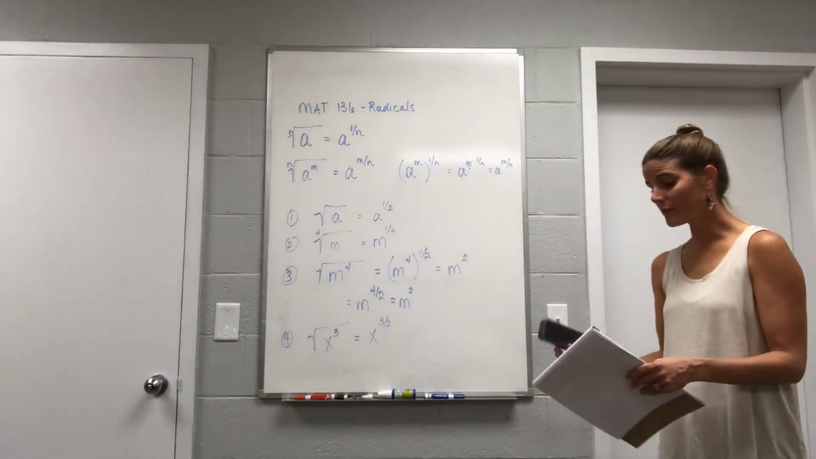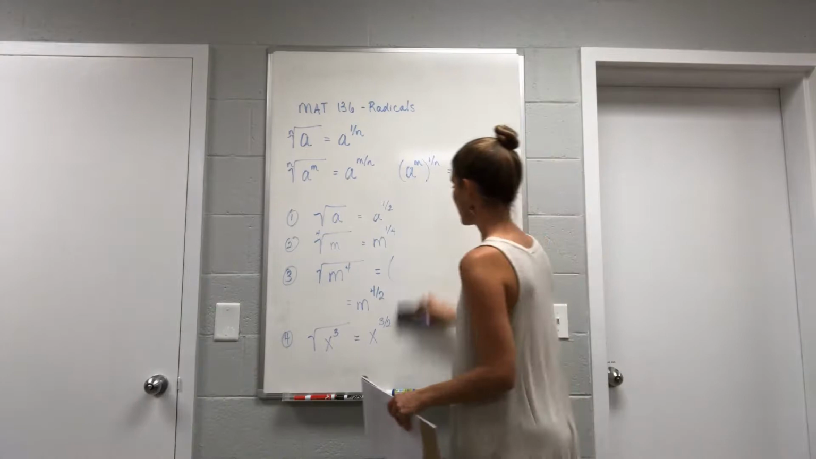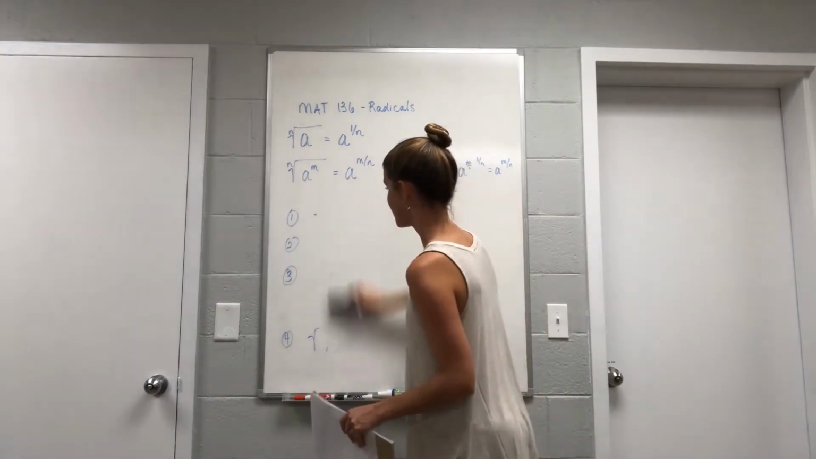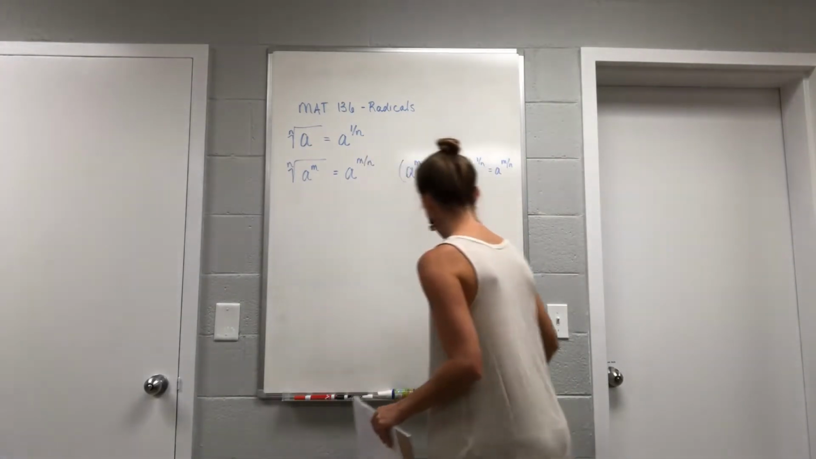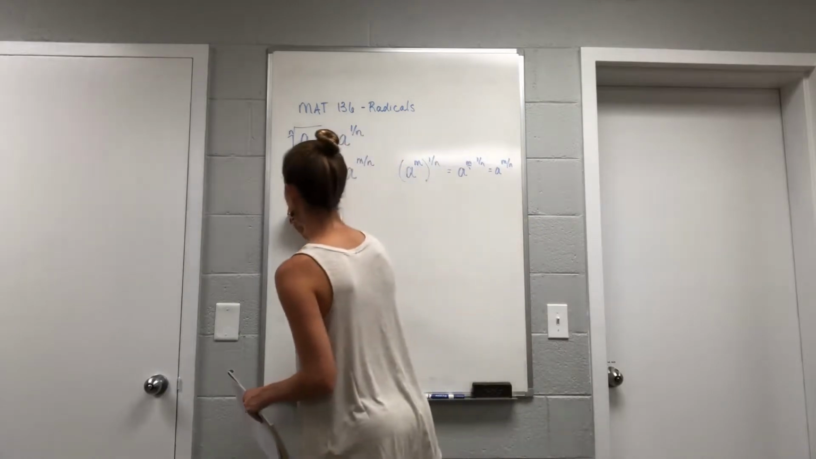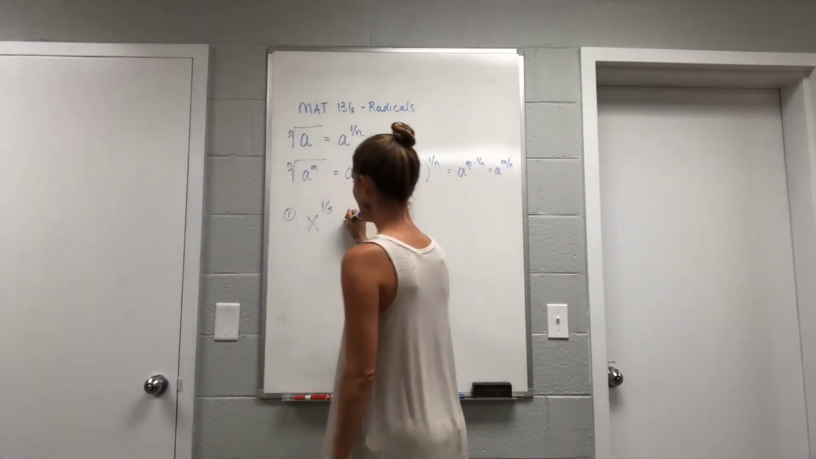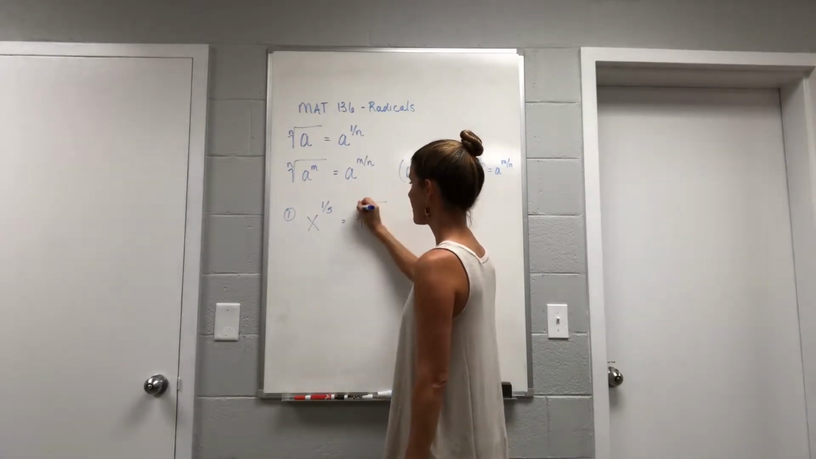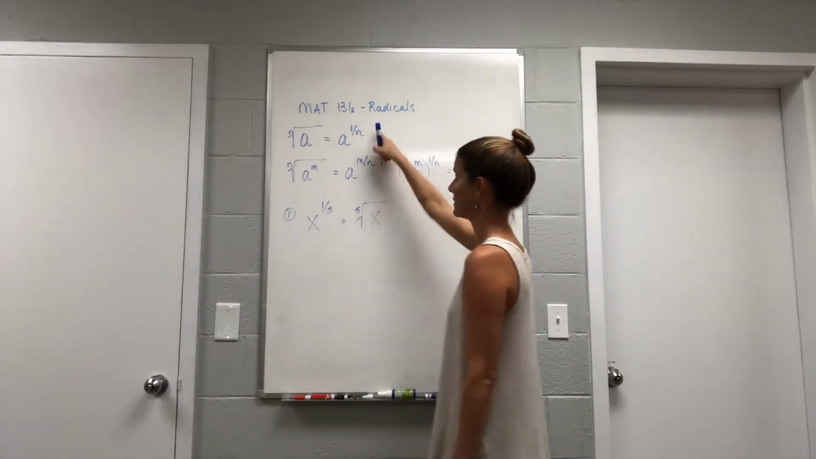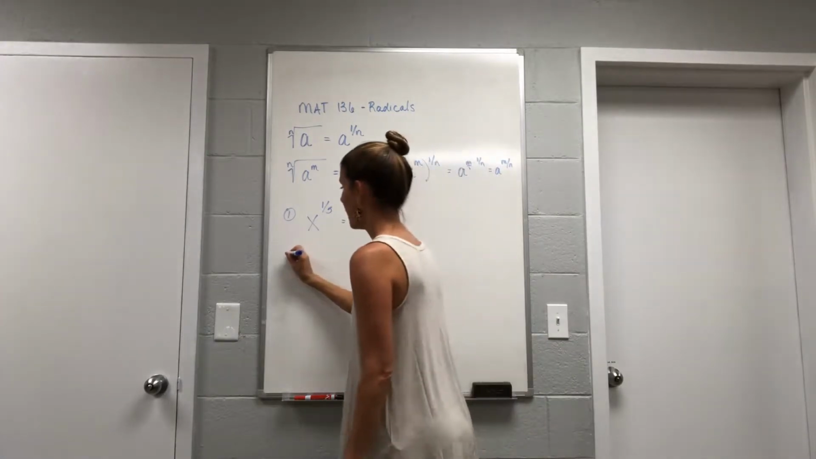All right, so that's converting from radicals to exponent form. We're going to look at a few where we convert from exponent to radical. So the first one, if we have x to the 1/5 power, that's going to be equal to the 5th root of x. Again, just using that directly.